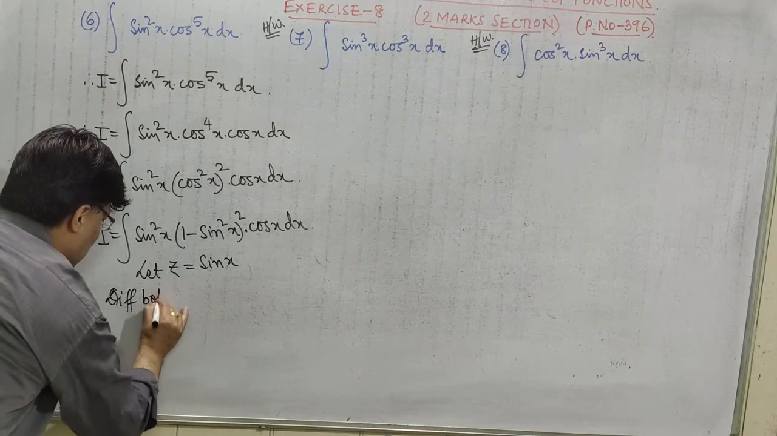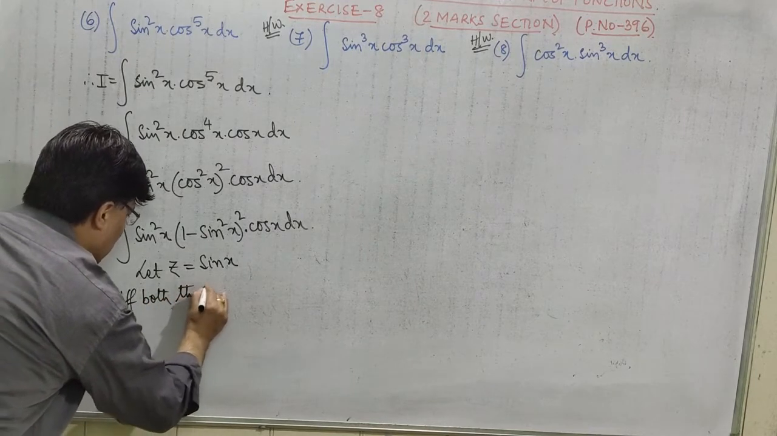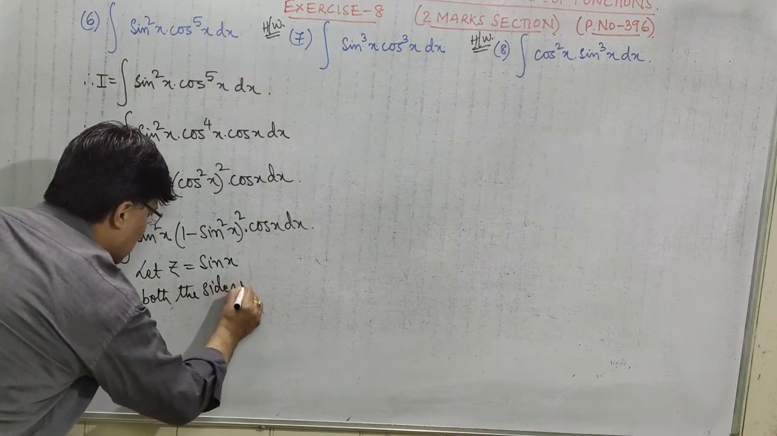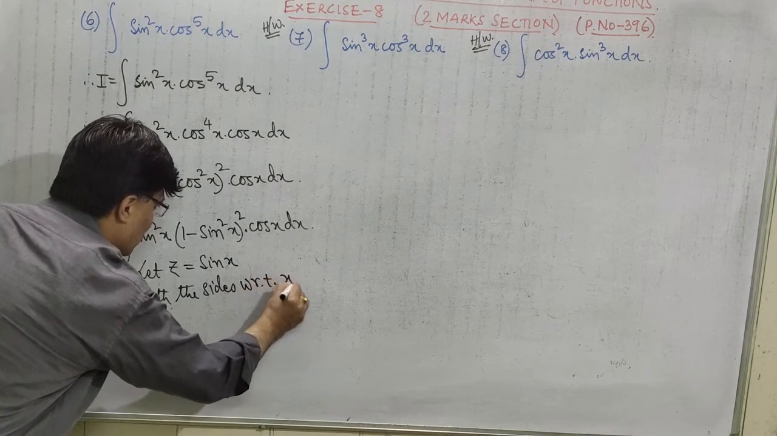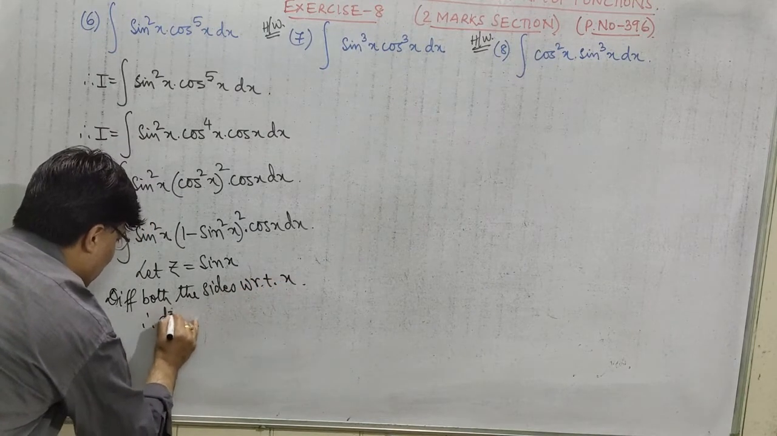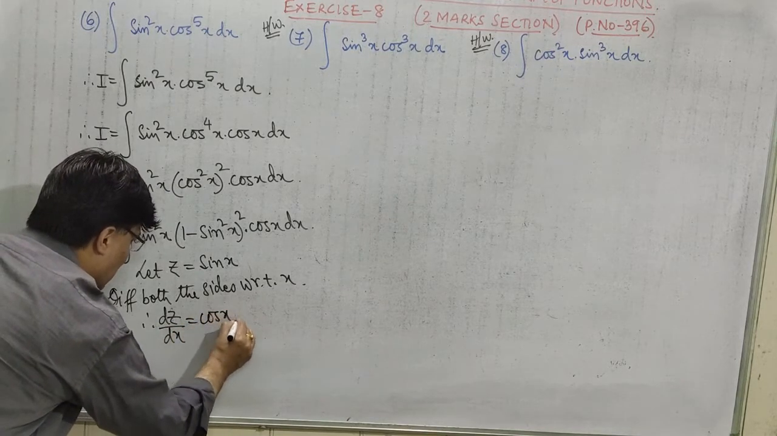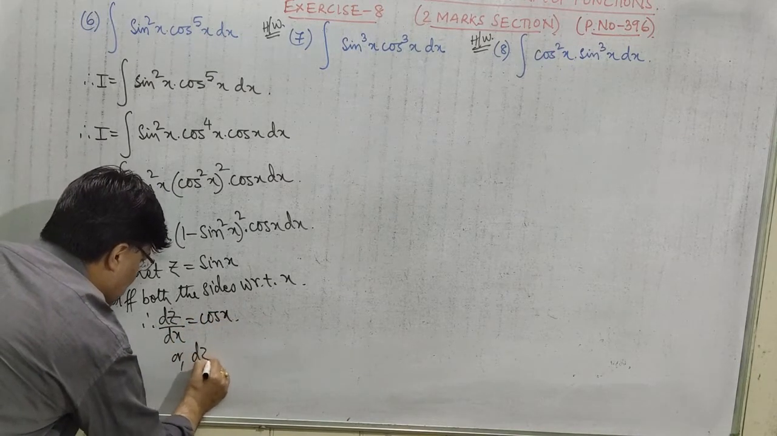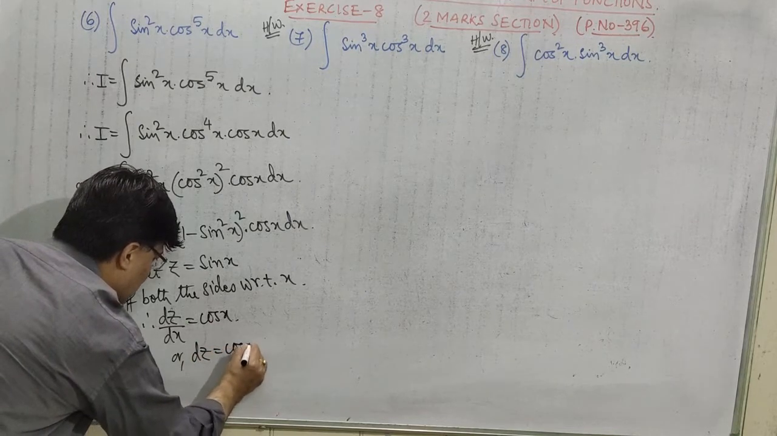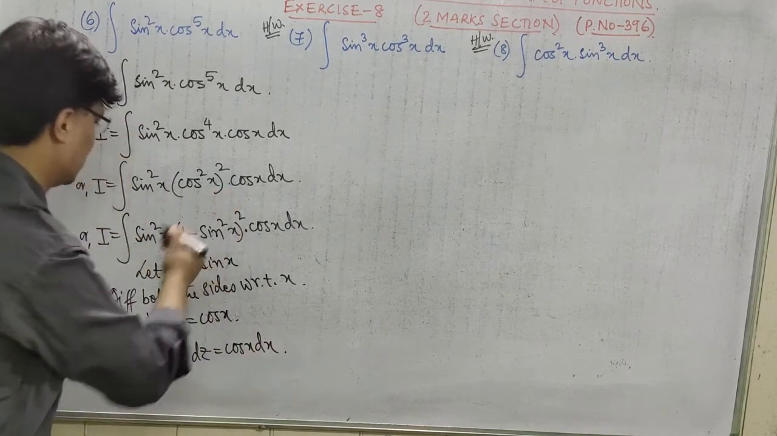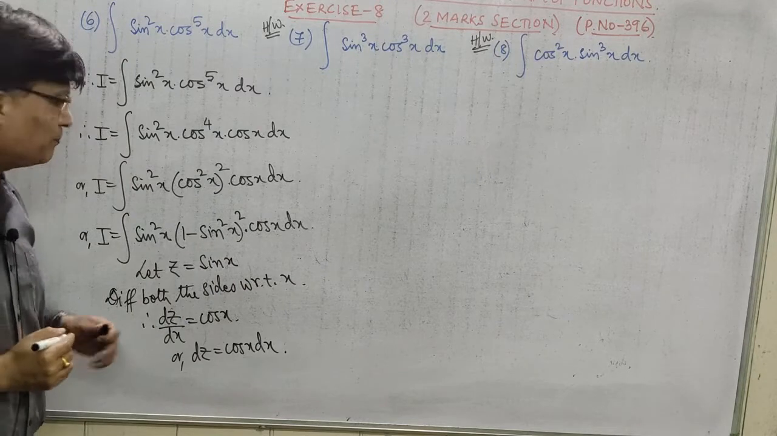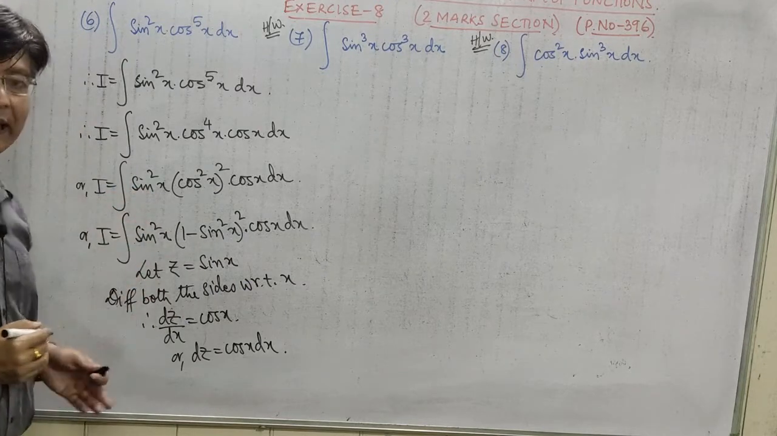Differentiating both the sides with respect to x. So what do we get? That is dz by dx is equal to cos x. Or what is dz now? dz is equal to cos x dx. You can cross multiply it. Okay? So now let us put it in I.